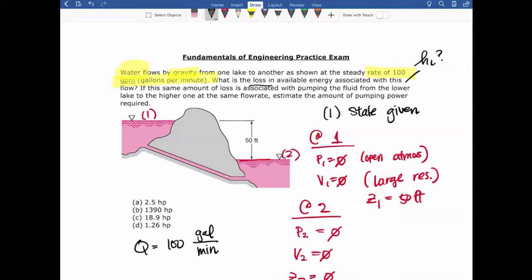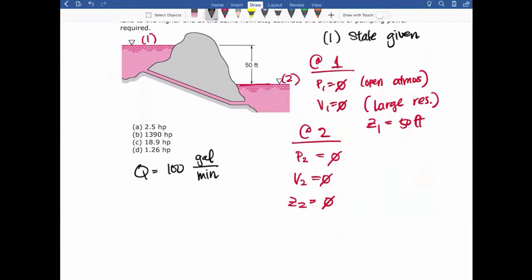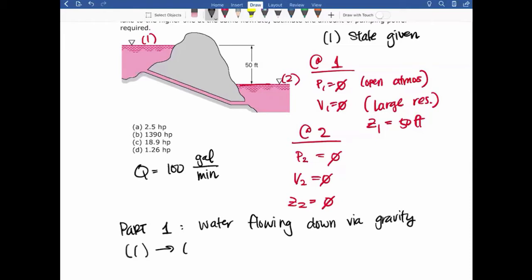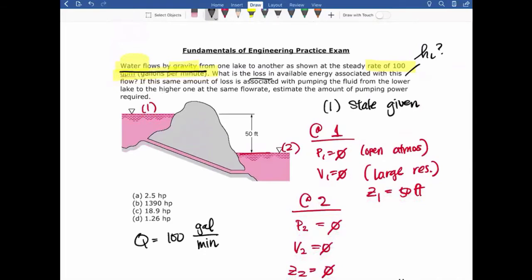Now, in this first part, it says water flows by gravity. So how does water generally flow by gravity? It always flows downwards. So part 1 is going to be water flowing down via gravity, which means that we're going from 1 to 2. And also, in this part, there is no pump.